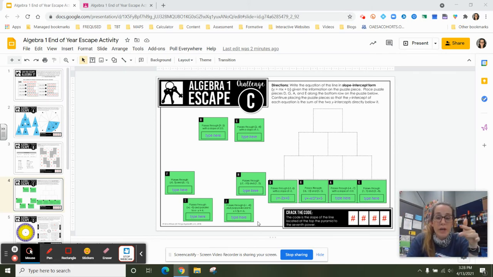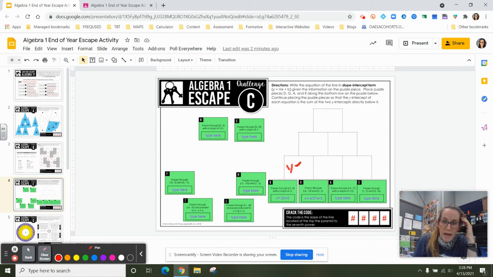Okay, so anyways, regardless, we solved D and G. So what that tells us is that this puzzle piece right here is going to have an equation where it's y equals mx, and it says the two y-intercepts. Each equation is the sum of the two y-intercepts directly below it. So y equals mx plus 5, because 0 plus 5 is 5.